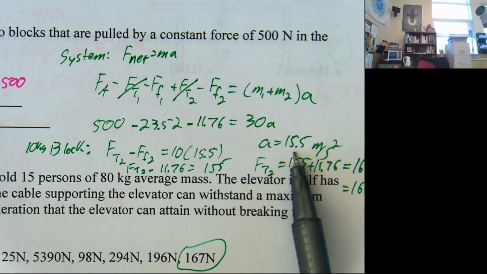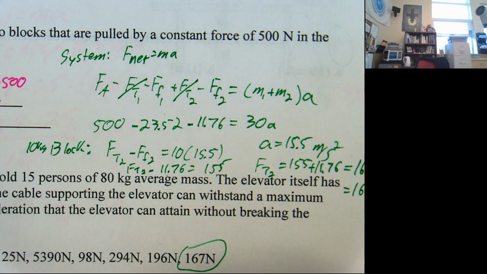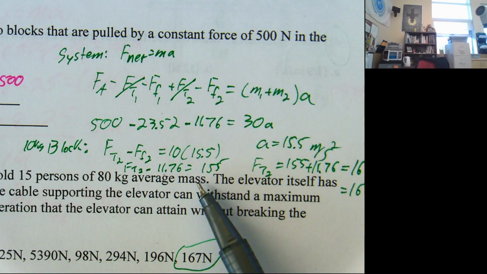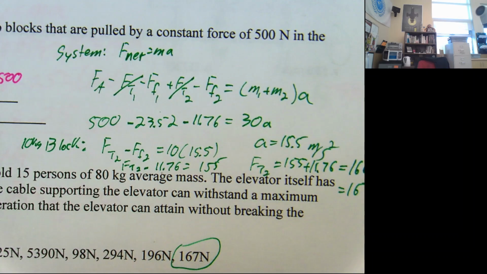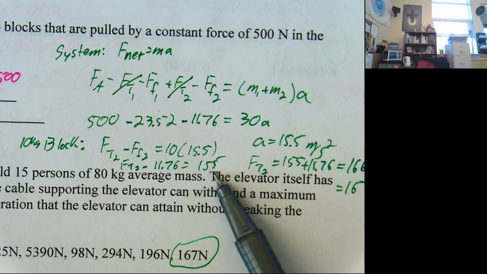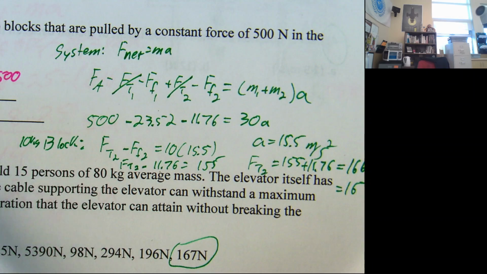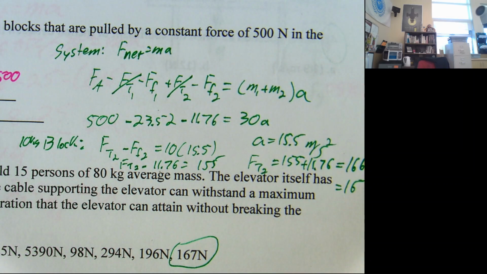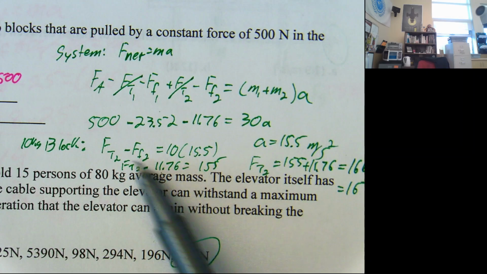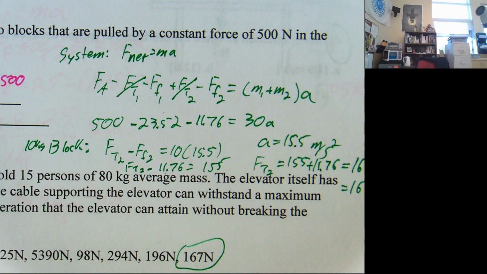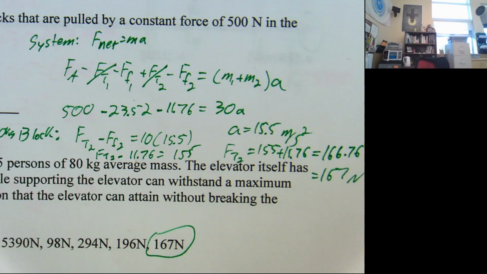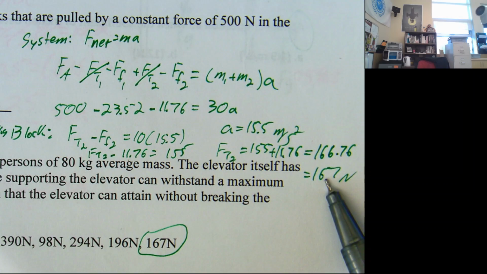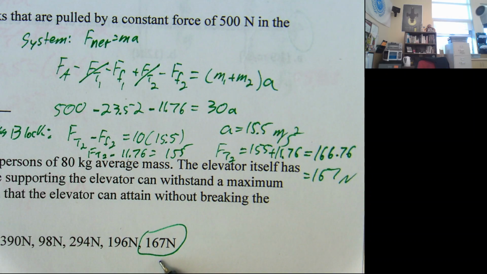Then I solved this for that tension force. If you use block 2, tension minus the force of friction, you get 155. If you use block 1, nope, you get 166.76. Never mind, that's what you get when you plug the values in. So the tension between the two is 167 newtons. Isolating block 2, which is that guy there. Does that make sense?